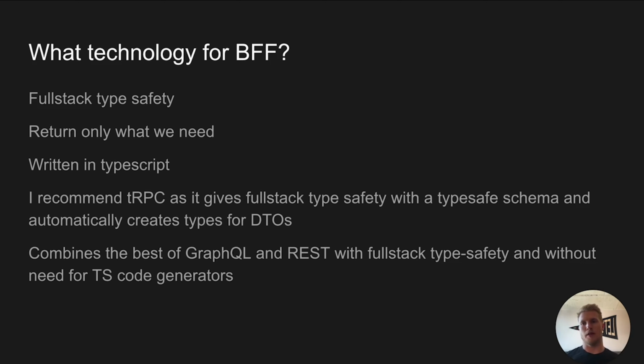What technology for the backend for frontend, or the BFF? So I believe that you should always go for full stack type safety in whatever you're doing. From the testing lesson, you get the cheapest coverage from type safety. So you should always max out your type safety. You should return only what's needed. So that's this classical problem with REST, where you would overfetch and have to strip stuff away later, or do a lot of processing on the front end to handle what's coming in. It's better to have the BFF just giving you what you need exactly in the format you need.